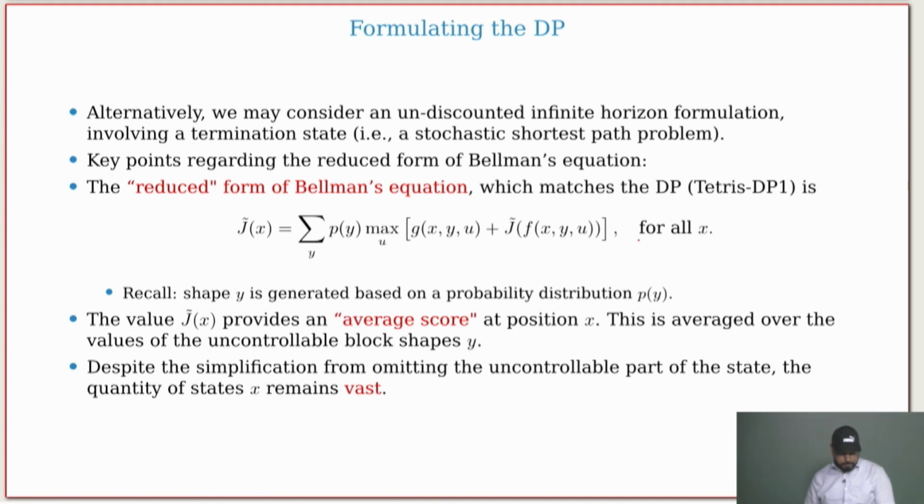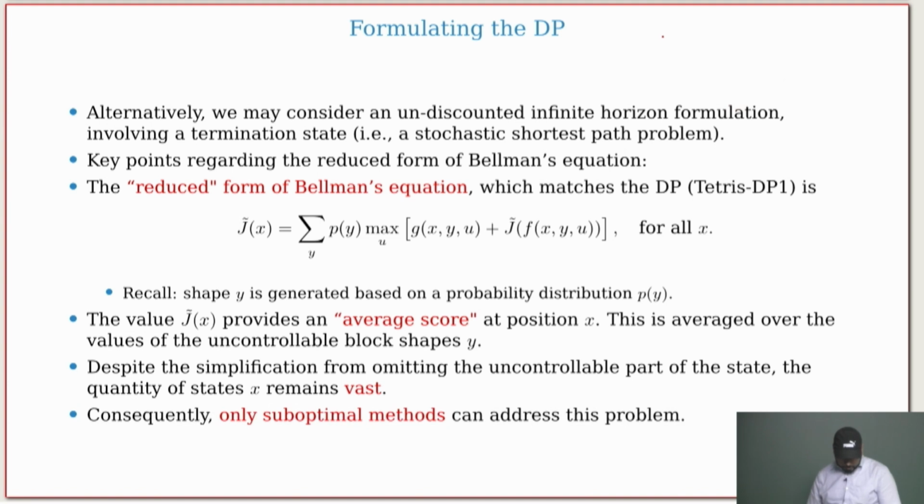We have seen before that in the Tetris game, if we represent the state vectors as ones and zeros, the number of states can be very high. Depending on how many grid points there are, it will be 2 to the n, so the state space is very vast. So only suboptimal methods can address this problem. In practice, when we solve a Tetris game, the state space is very big, and we are supposed to even reduce this state space.